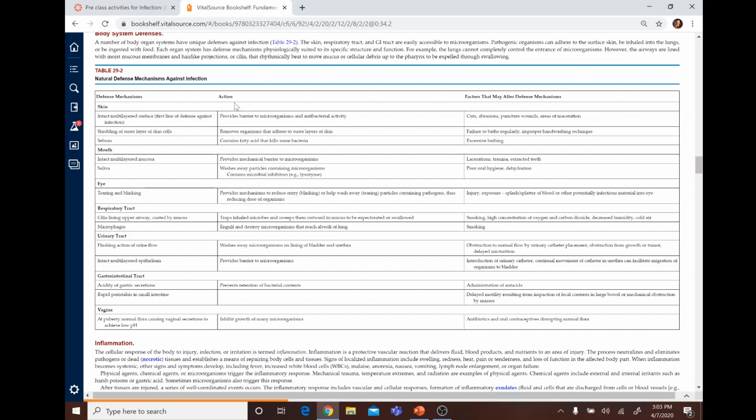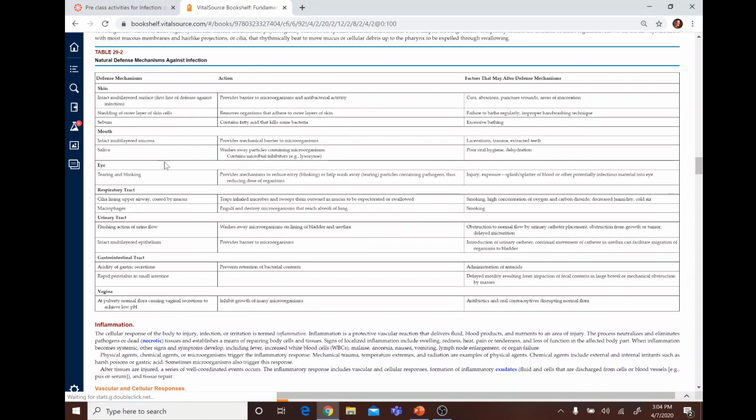Let's talk about eyes now. What is the action of tearing and blinking? Provides mechanisms to reduce injuries, such as blinking, or help wash away particles containing pathogens, such as tearing, thus reducing the dose of organisms. What are some factors that may alter defense mechanisms of tearing or blinking? Injury and exposure to a splash or splatter of blood or other potentially infectious material into the eye.